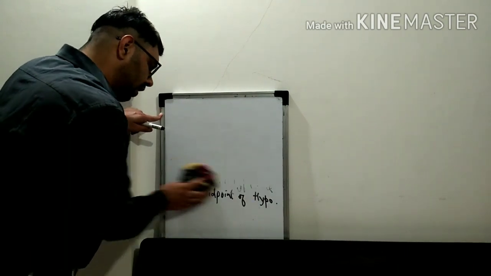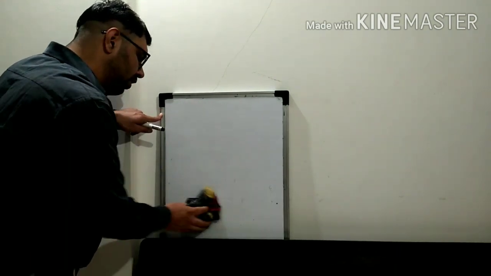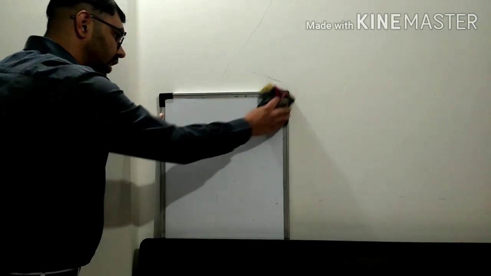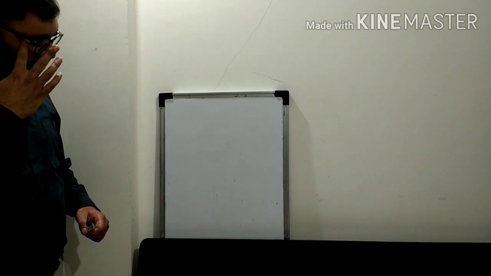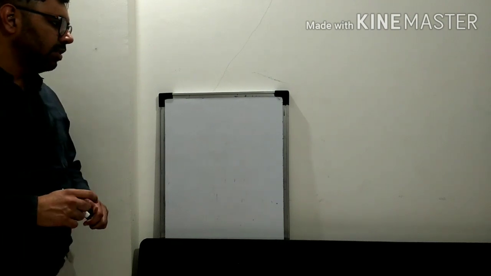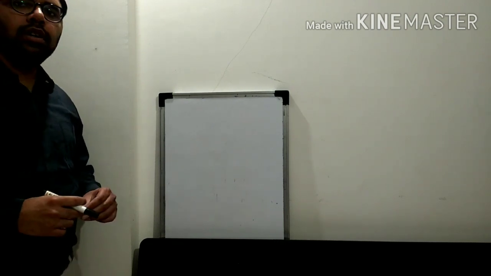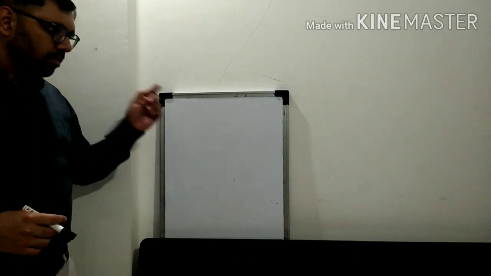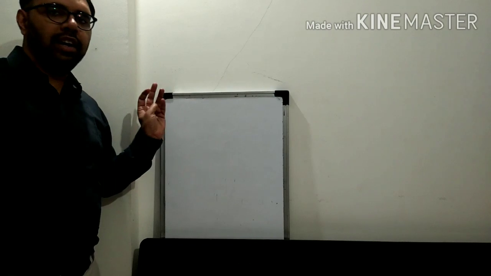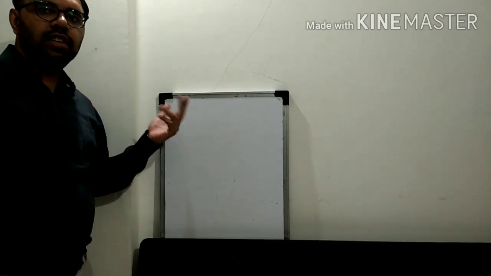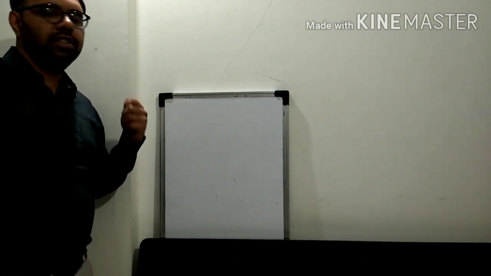Continuing forward, I explained to you the three different cases for circumcenter: for an acute angle triangle, for an obtuse angle triangle, and for a right angle triangle. And in the beginning I explained the basic definition of circumcenter.